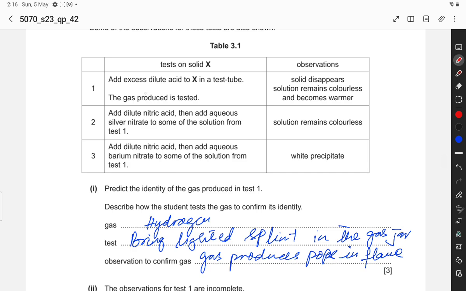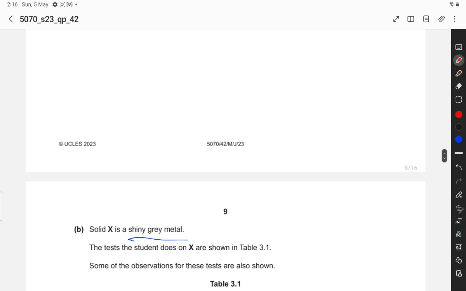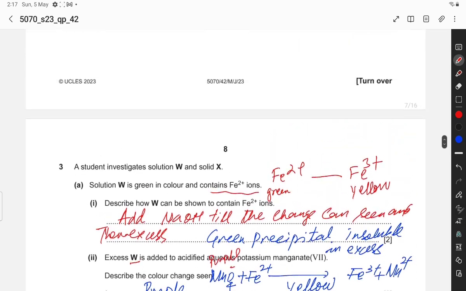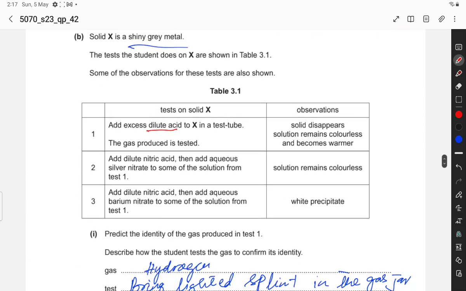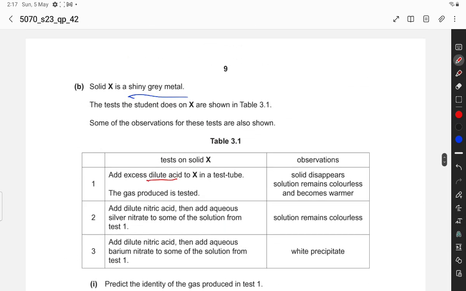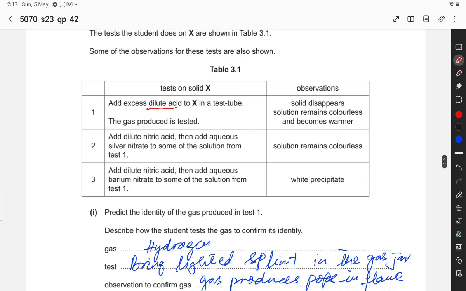Test on solid X. Add excess dilute acid to X in a test tube. The gas produced is tested. Dilute acid is added to solid X, and X is a solid. If gas is produced, then the solid disappears, so the solution remains colorless and becomes warmer.